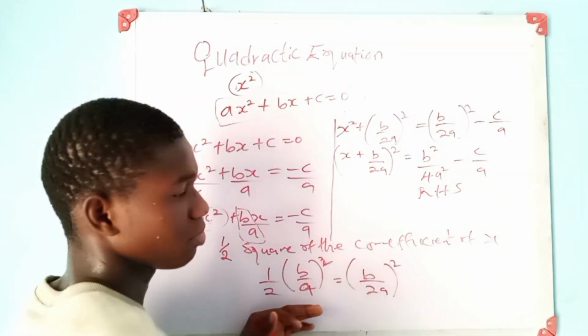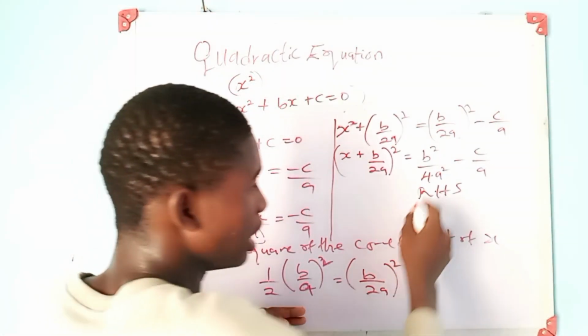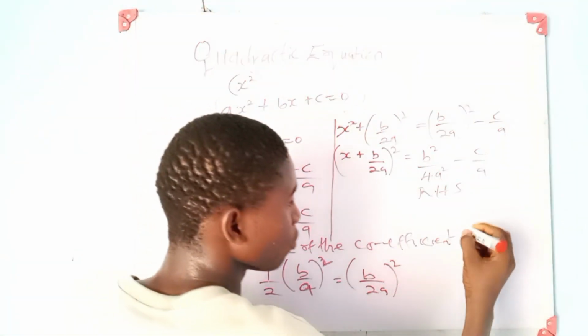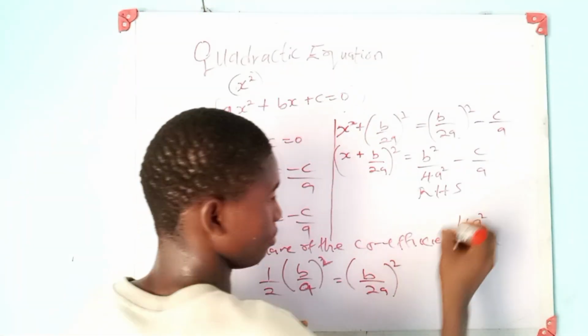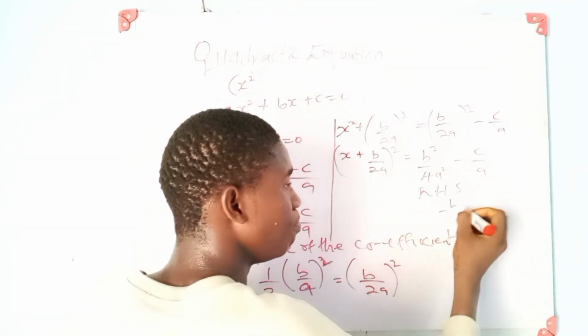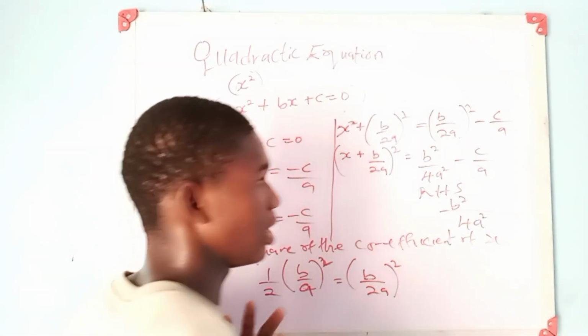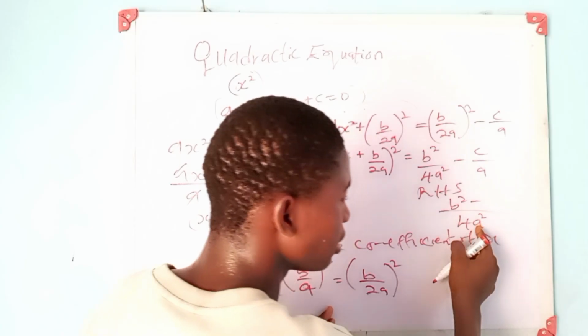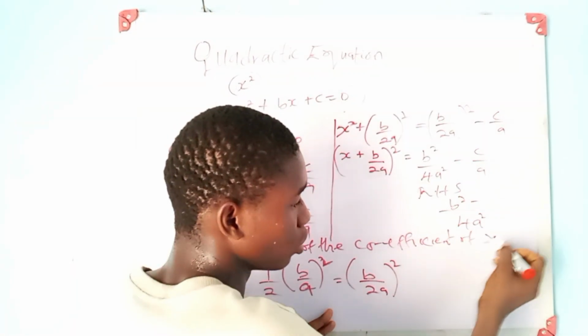We'll look for what? The LCM. You understand? So the LCM of this and this is going to give me what? 4a square. Now 4a square divided by 4a square is going to give me 1 times this, which is going to give me b square. You understand? Then we have what? Our minus this divided by this is going to give me what?